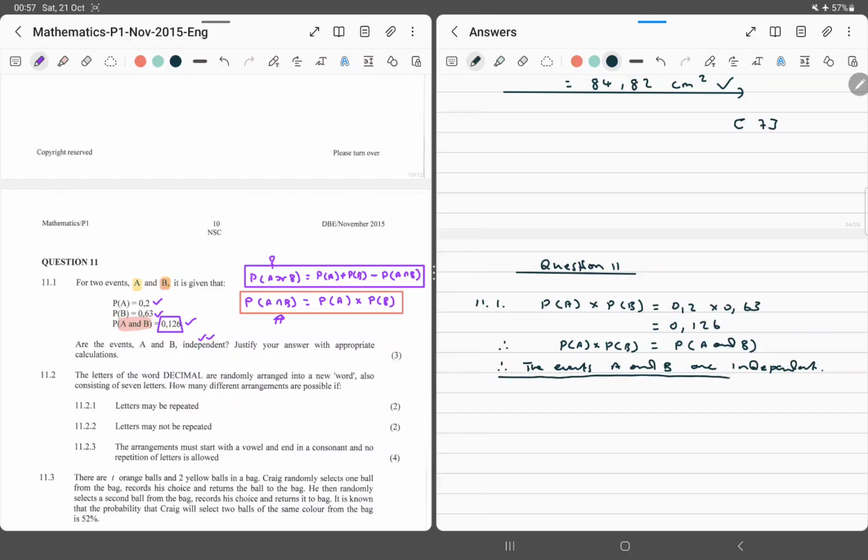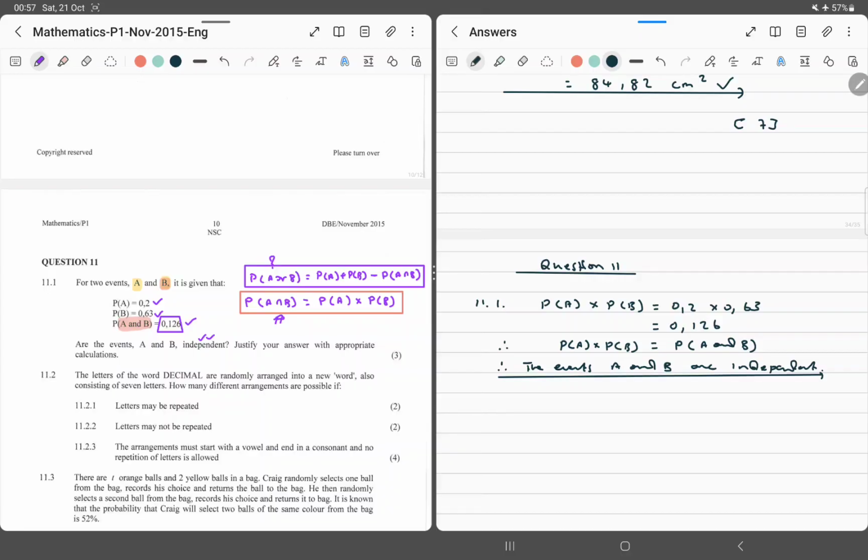It means the one occurring does not affect the other, even though they can coexist. It's like a wife and a husband, eh? But anyway, there are some dependencies going on in there.